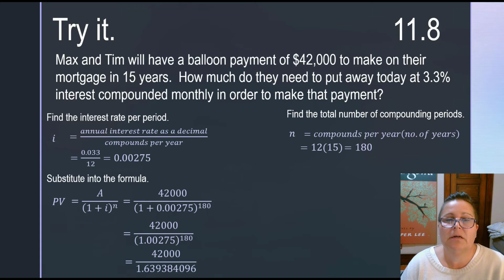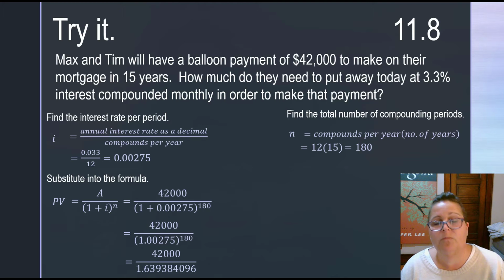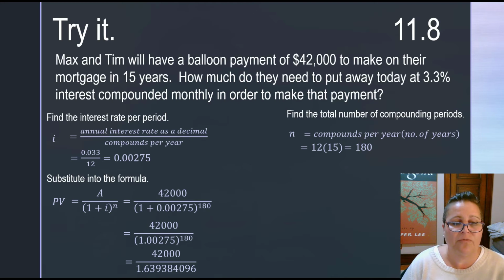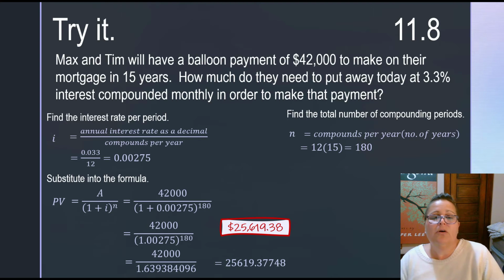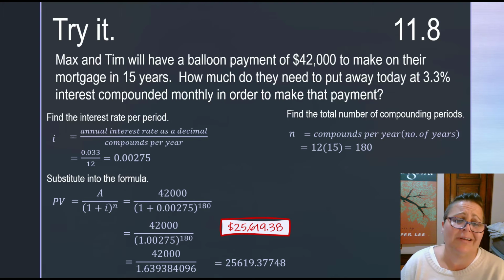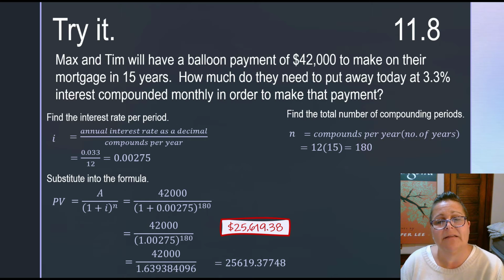And there is. All right, so we're going to take that 42,000 and we're going to divide it by 1.639384096 to get $25,619.37748. Rounding everything to the nearest cent, we get $25,619.38. What does this mean?